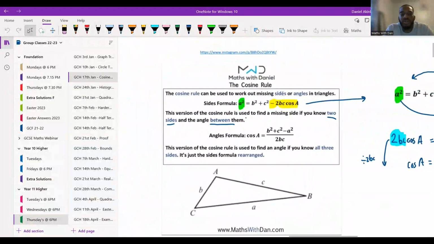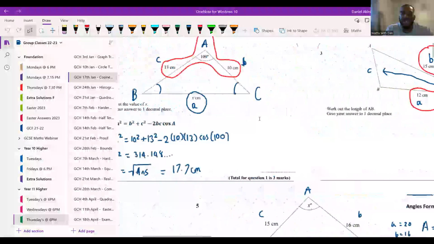The cosine rule can be used to work out missing sides or angles of triangles. Here is the formula: a squared is equal to b squared plus c squared minus 2bc cos A. This version of the cosine rule is used to find a missing side if you know two sides and the angle in between. So let's look at these questions that we did.